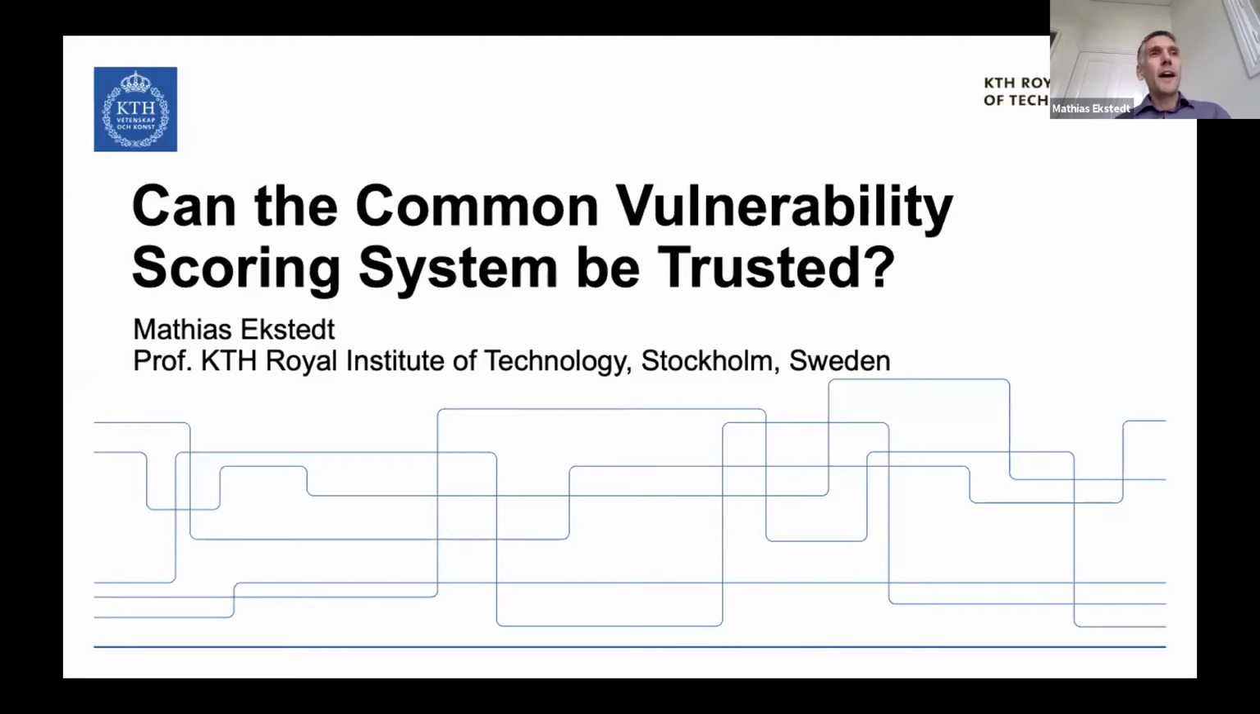I was asked to talk a little bit about the study we did a couple of years back now, related to the CVSS, which is something that we end up touching quite often in many different contexts. And essentially the background to the study was that there has been a discussion on whether the CVSS can be trusted or not. So that was our goal, to answer that question in this study.